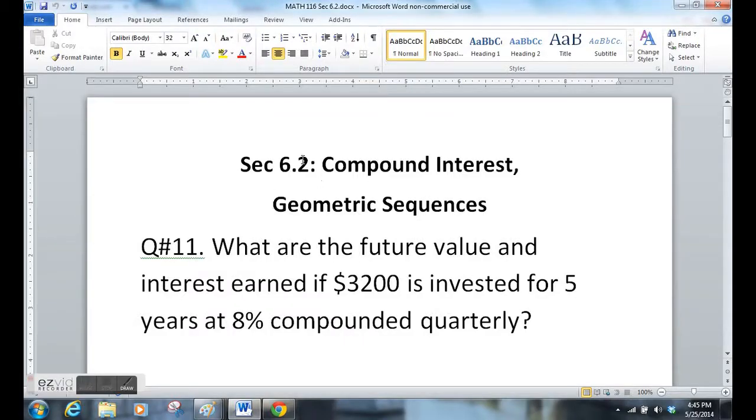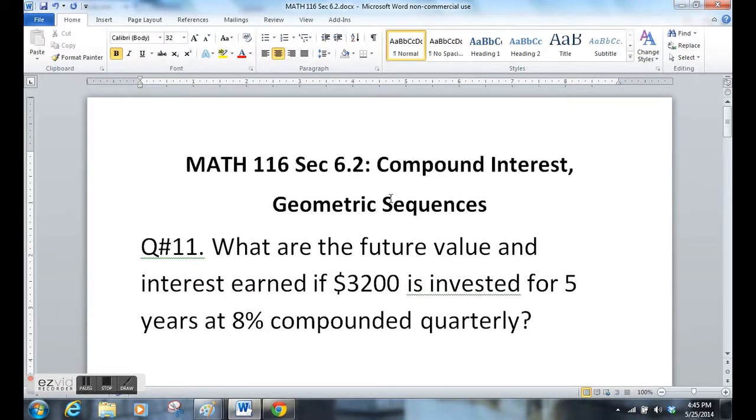Hey guys, this is Math 116, Section 6.2, Compound Interest and Geometric Sequences. So remember in Section 6.1 we had simple interest and arithmetic sequences. Now we have compound interest and geometric sequences. What's the difference? Your brain is exploding. I can hear it from here.